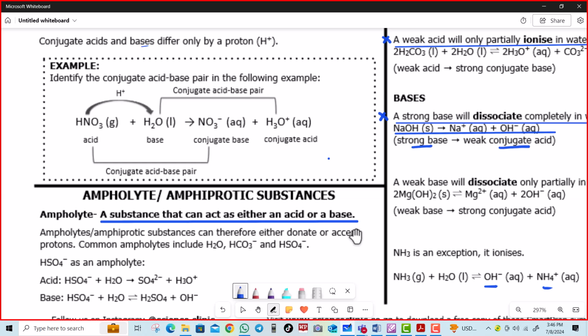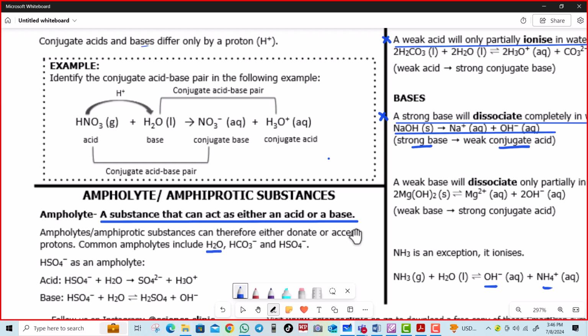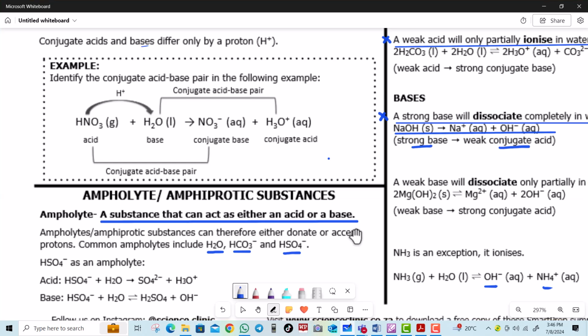Now ampholytes, which we also call amphiprotic substances, can therefore either donate or accept a proton. The common ampholytes include the following. We have water, one of them. Then hydrogen carbonate, hydrogen sulfate. These are all ampholytes.